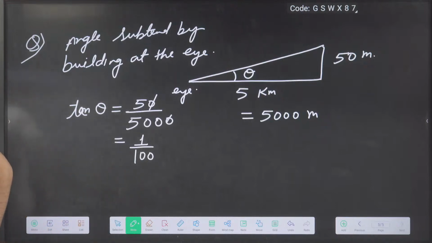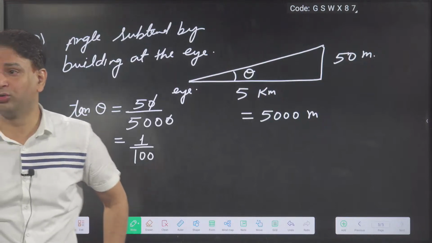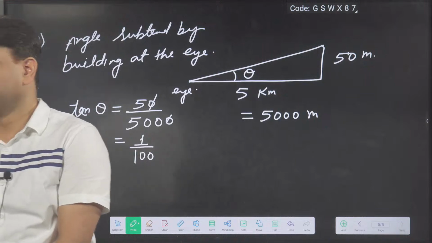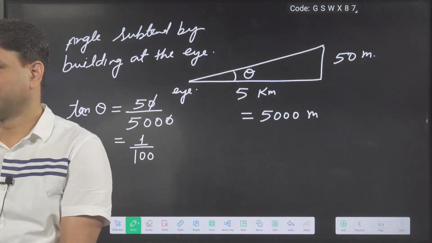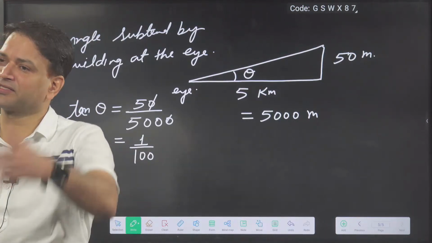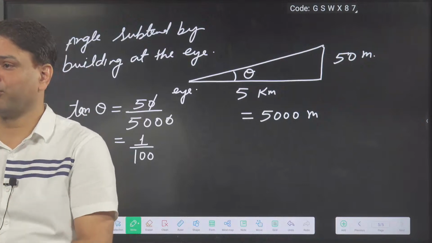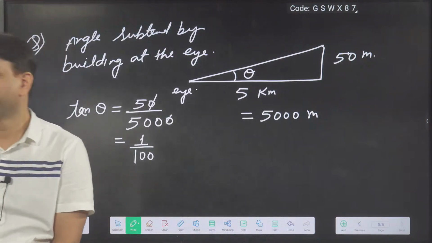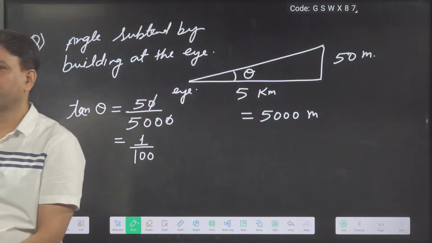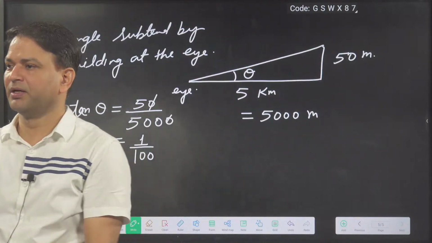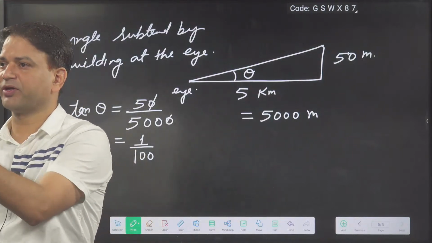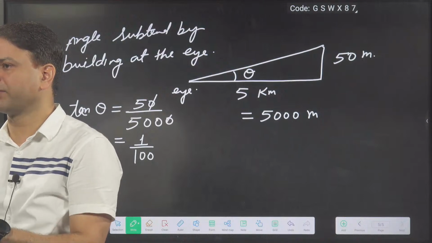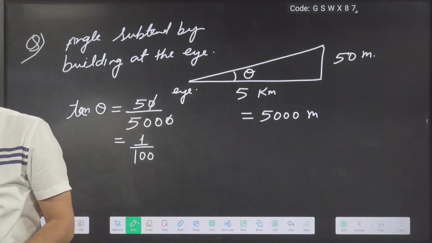Do you think the unit doesn't matter, that kilometer and meter are both the same for you? If I ask you to run 1 meter or 1 kilometer, are both the same? So for 5 kilometer, first we have to convert the unit, because both have to be the same. Then 5 kilometer we can write as 5,000 meters. So everybody got 1 by 100.